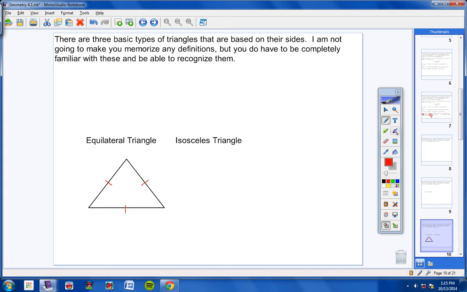Now, an isosceles triangle has at least two congruent sides, at least two. So draw a triangle like this, okay? And we're going to mark this side here congruent with this side over here. Okay, there we go.